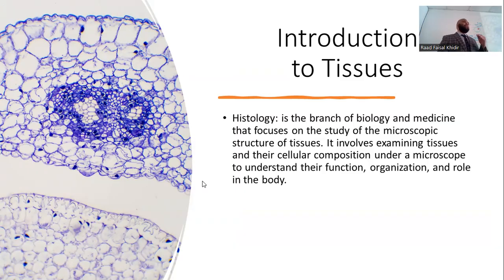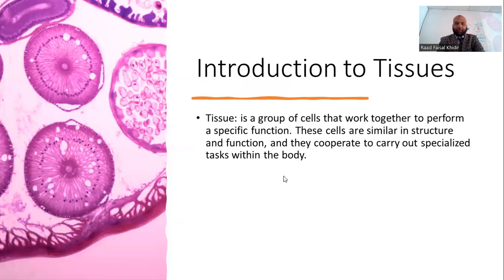But then they realized that anatomy does not begin at the level of the naked eye, your organs and your organ systems. Actually, when the microscope came in, it gave us a whole different field that is below the naked eye, and that is known as the microscopic anatomy or the histology. Okay, so the tissue is comprised of a group of cells that work together to perform a specific function, and these cells are similar in structure and function, and they cooperate to carry out specialized tasks within the body.